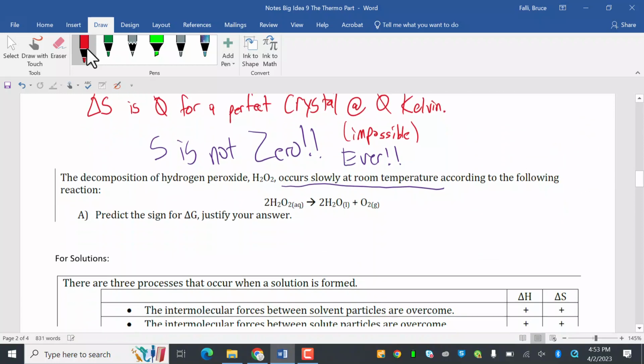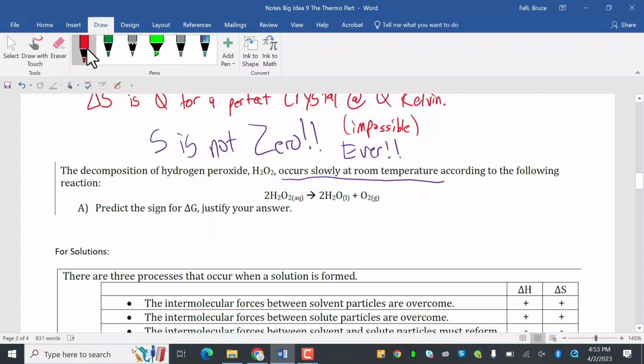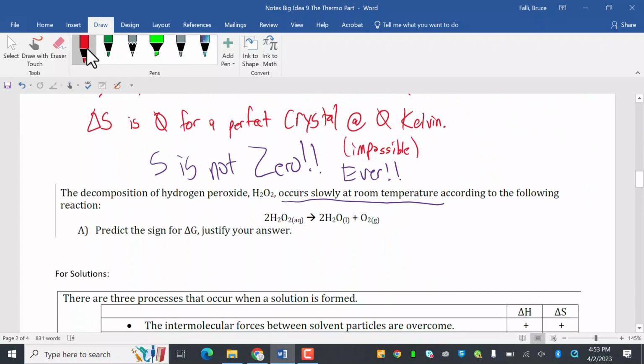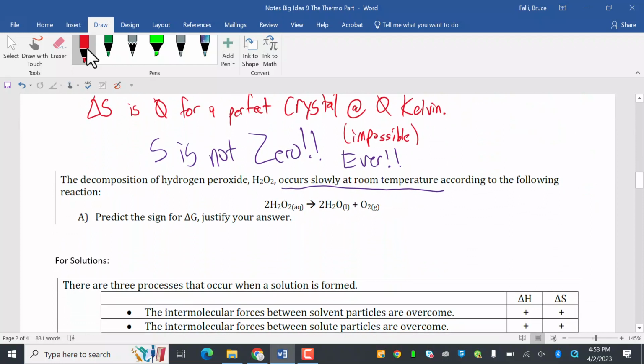Okay. Example. The decomposition of hydrogen peroxide, H2O2, occurs slowly at room temperature according to the following equation. Now it says it occurs slowly. That means delta G is negative. Okay? Why? It occurs. Okay? Now, that's the best way to do it, right?